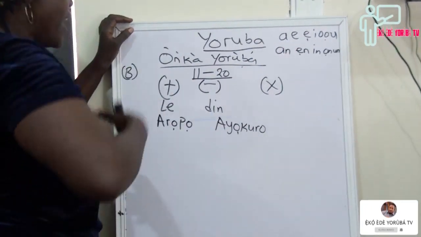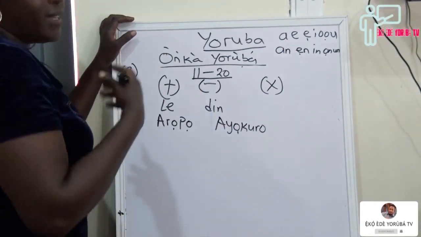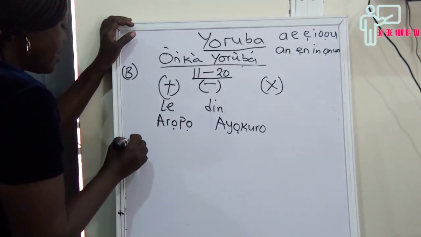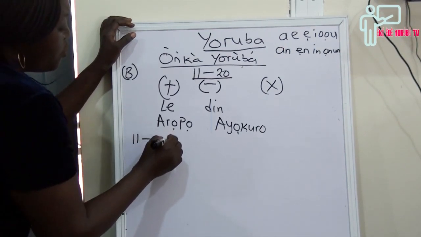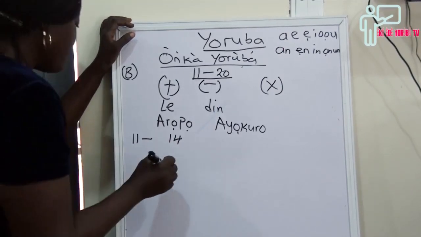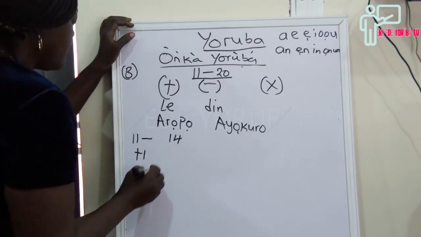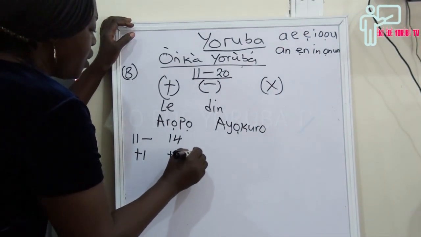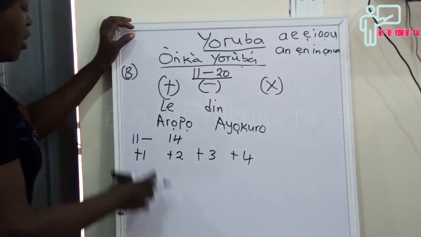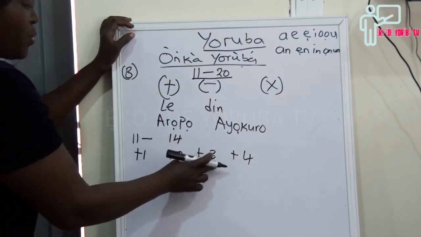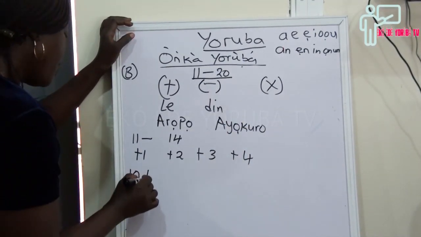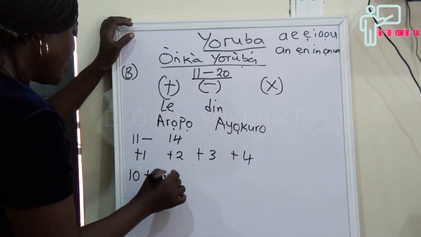So tó bá ṣe kúrò ní 10 yẹn, lábẹ̀rẹ̀ sí ní máa lé sí. So when we say plus, that is from 11 to 14. From 11 to 14, we now be having plus 1, plus 2, plus 3, plus 4. For example, this is 10 plus 1. It will give us 11.